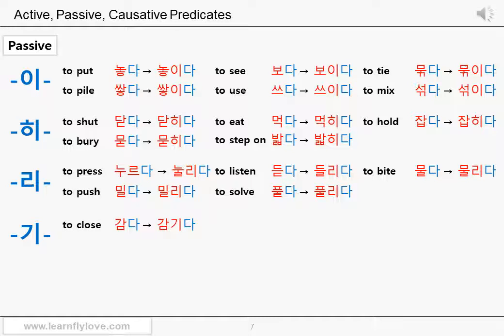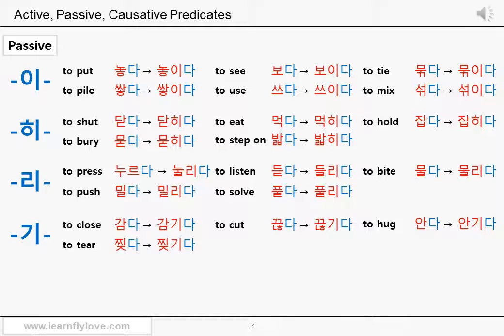To close, like close your eyes, is 감다. And when you want to use the passive voice, like your eyes are closed, you say 감기다. To tear something like paper is 찢다, and to be torn is 찢기다. To cut something such as rope is 끊다. And when the rope is cut by someone, you use 끊기다. To hug is 안다, and to be hugged is 안기다, as you learned.